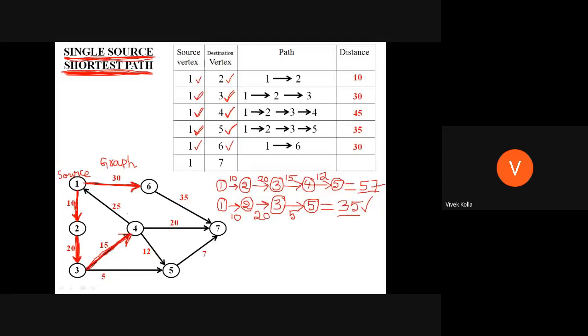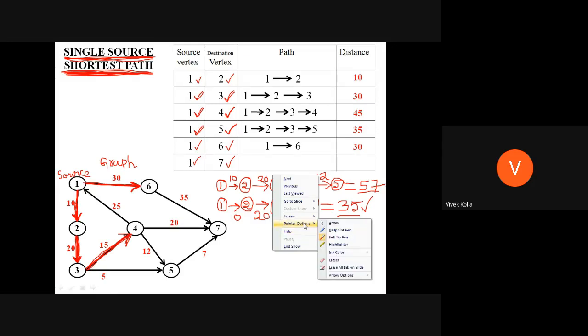Next, the last one: the source vertex is 1 and the destination vertex is 7. Is there any path from 1 to 7? Yes, there is a path. Is it a single path or a multi-path? We have a multi-path. So we'll see what the different paths from 1 to 7 are.